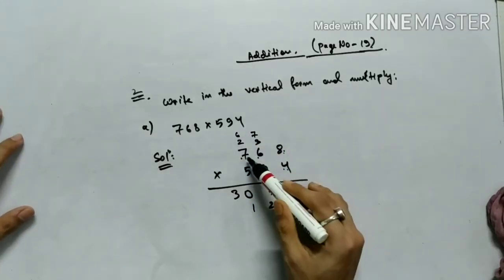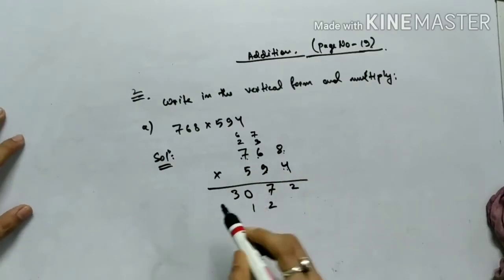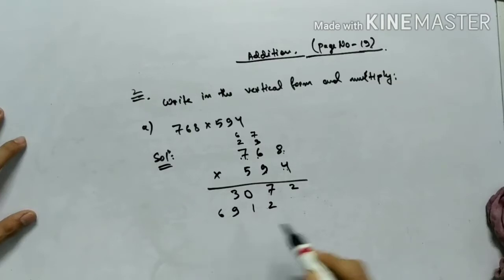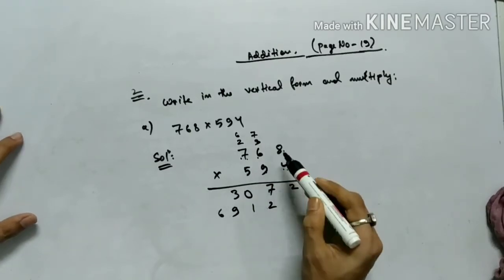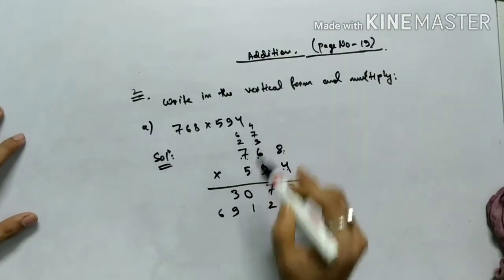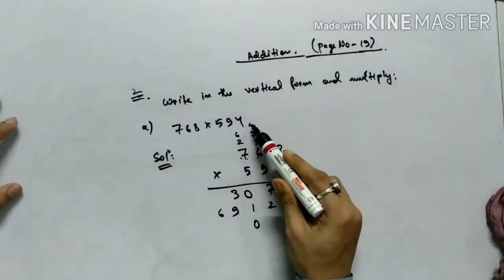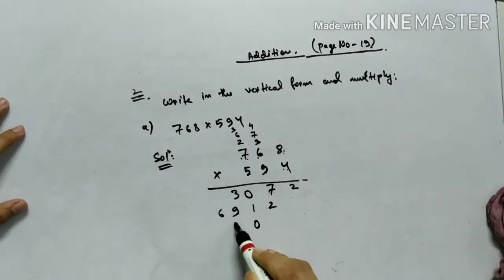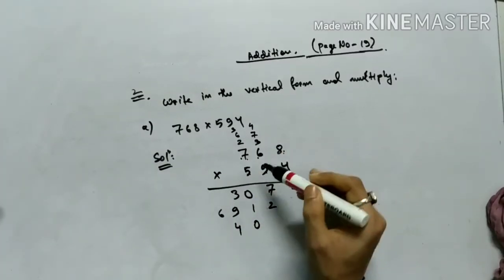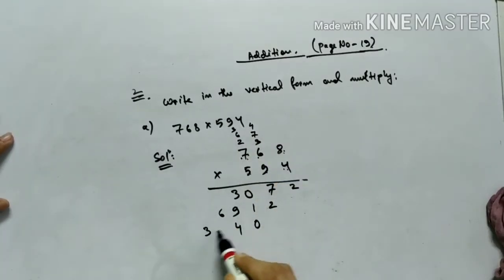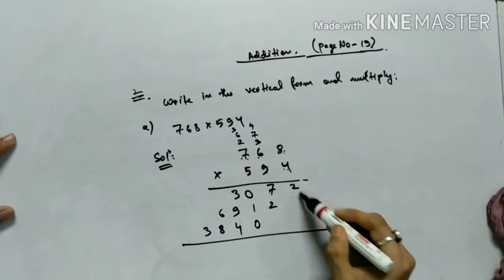Next. 9 7 63. 63 plus 6, 69. Next. 5 8 40. 5 6 30. 30 plus 4, 34. Okay. Next 5 7 35. 35 plus 3, 38. So next now I will add it.